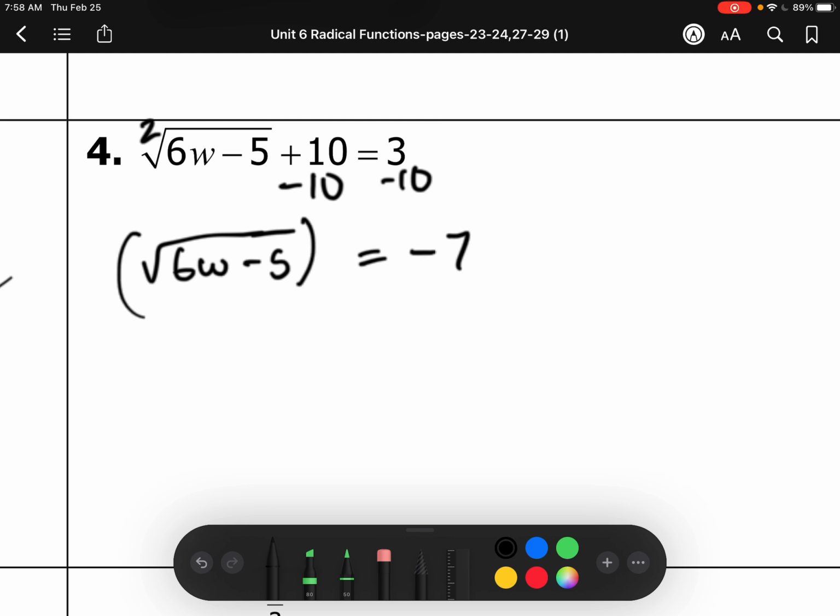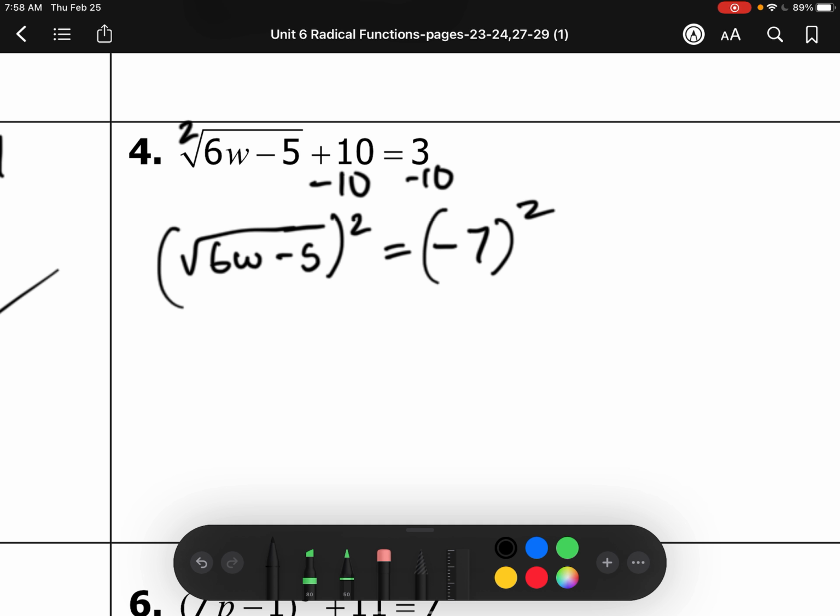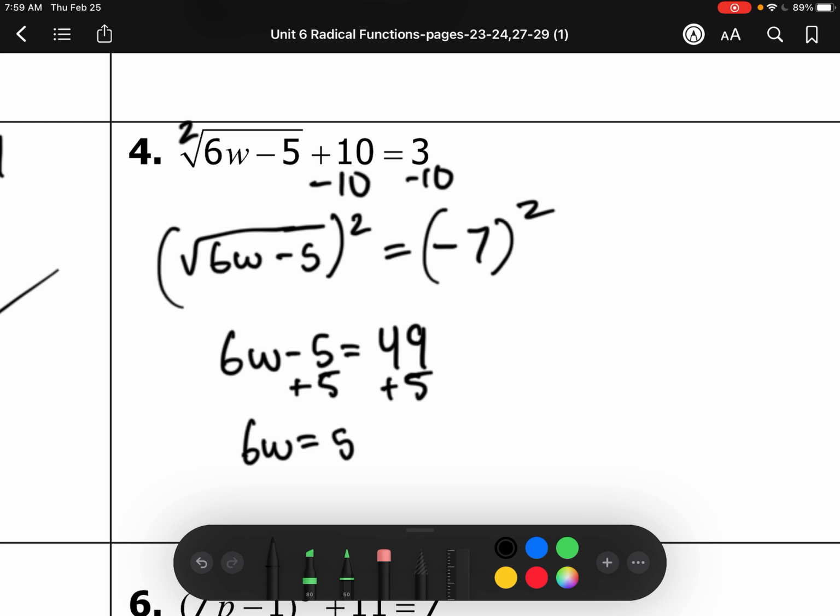So I'm going to raise both sides to the power that matches the index, so squared, and I'm left with 6w minus 5 is equal to negative 7 raised to the second power, which is 49, right? Negative 7 times negative 7 is 49. And then we're going to solve the remaining equation. So I'm going to add 5 to both sides. I get 6w is equal to 54. And then divide both sides by 6. And I get w is equal to 9.